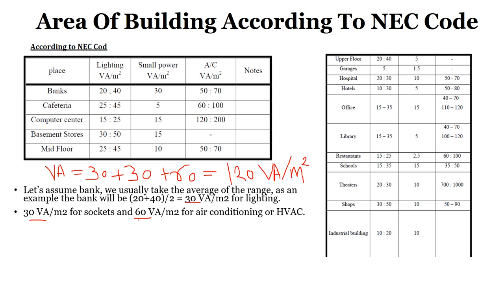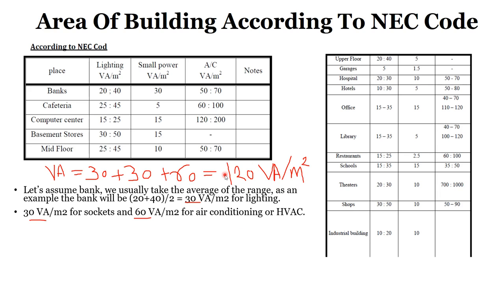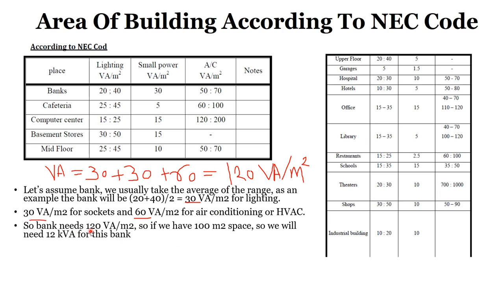Okay, so what is the next step? So we have the total volt ampere for each meter square. We can take this value and multiply by the area of the building to convert this 120 volt ampere per meter square into volt ampere. So as an example, if we have 100 meter square as an area, then we will multiply both of them, 100 multiplied by 120 volt ampere per meter square.